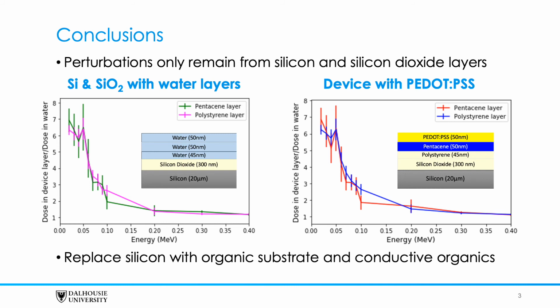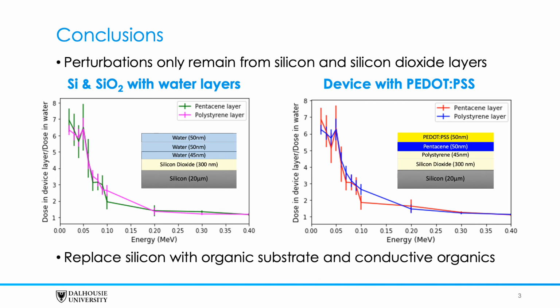We also did simulations replacing the top 3 layers of our device with water to see how just the silicon and silicon dioxide are affecting the dose in the other layers. You can see here the dose is very similar to that of the whole device with PEDOT:PSS. This leads us to conclude the perturbations left are mainly from the silicon and silicon dioxide layers.